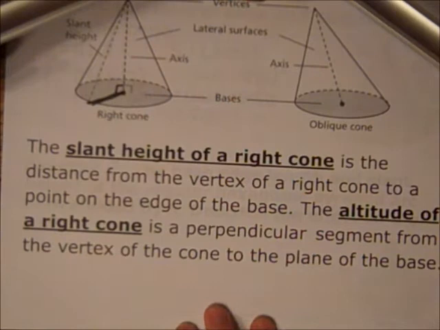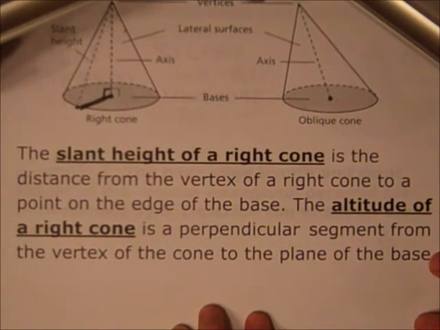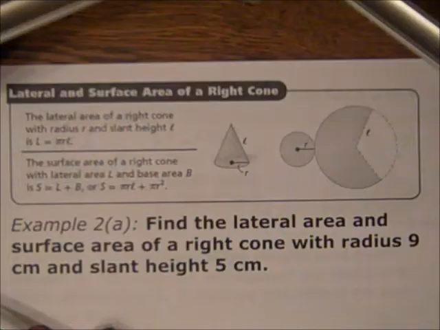The slant height of a right cone is the distance from the vertex to the point on the edge, and the altitude is the distance from the vertex straight down to the center. So the slant height will always be bigger than your altitude.